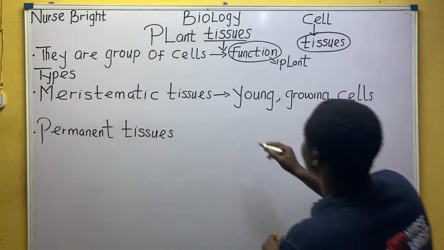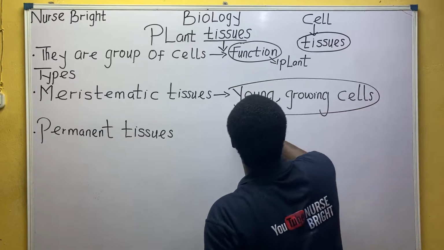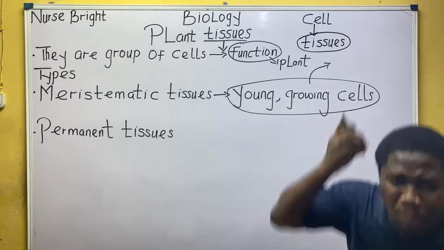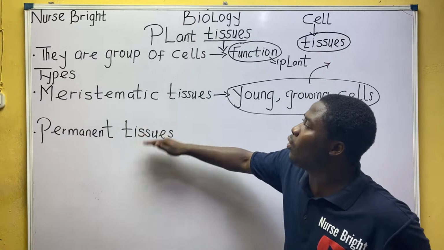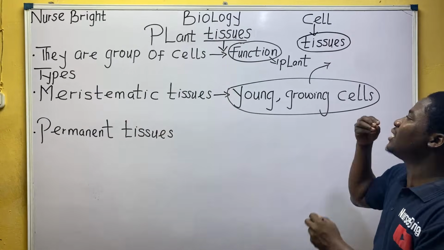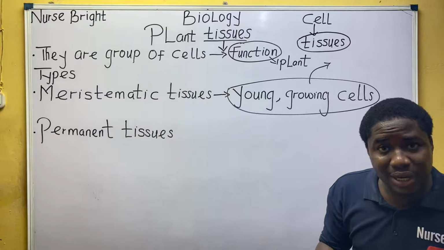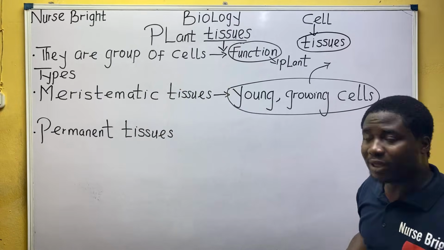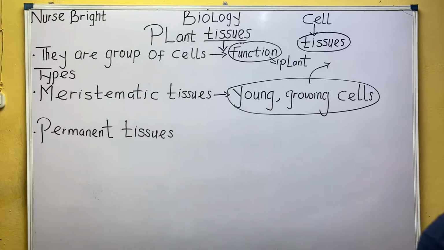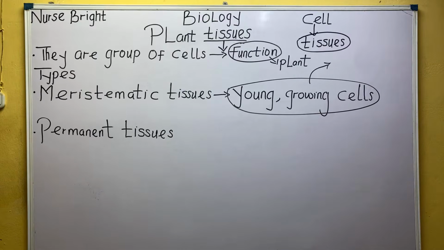Now, the question you ask me, what are the functions of these cells in this plant? Because these two tissues are found in plants in general. And I told us that in meristematic tissues, there are young growing cells that are found there. Are you listening? So in summary, everybody, what are the functions of these young growing cells? That is the question you ask yourself. The function of these young growing cells is that these cells are responsible for growth in plants.